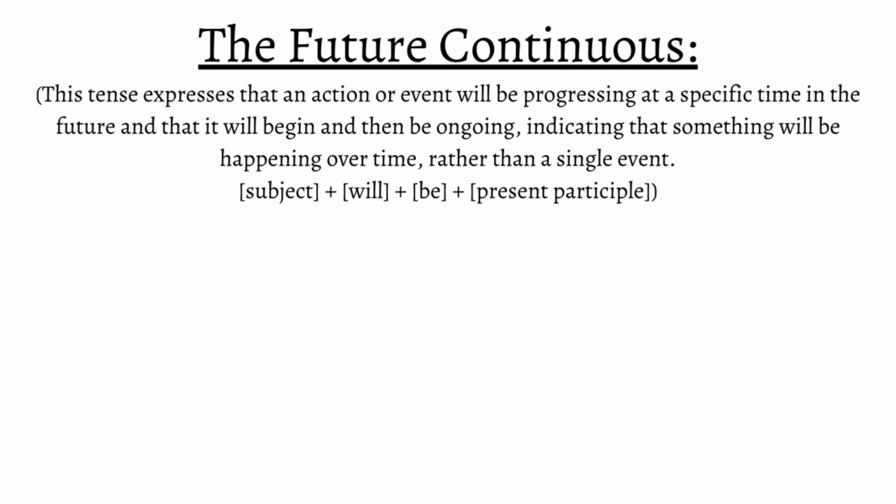In the subject-verb agreement, the auxiliary verb will be used with the infinitive of be, followed by the main verb in the present participle form. A subject plus will plus be plus a present participle, which is an infinitive with ing.